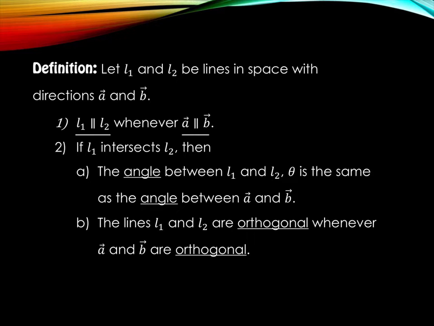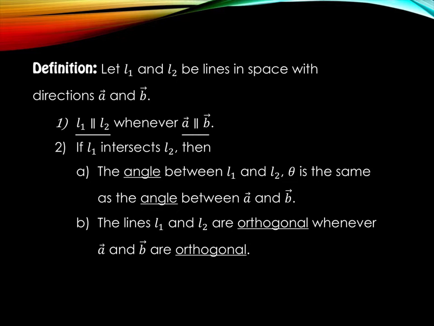Part 2 says if L1 intersects L2, then the angle between L1 and L2, theta, is the same as the angle between A and B. Again, that should make sense, right? Their direction is being determined by these direction vectors. So whatever angle is happening for the lines is the same as the angle that's happening for the direction vectors.